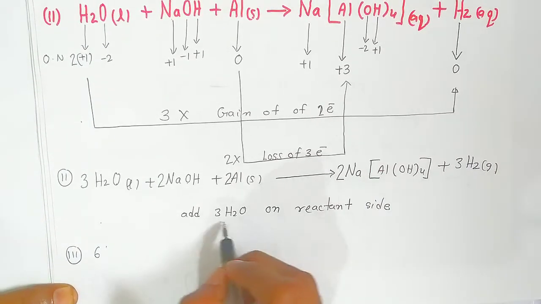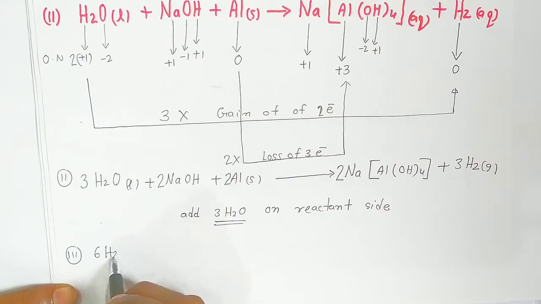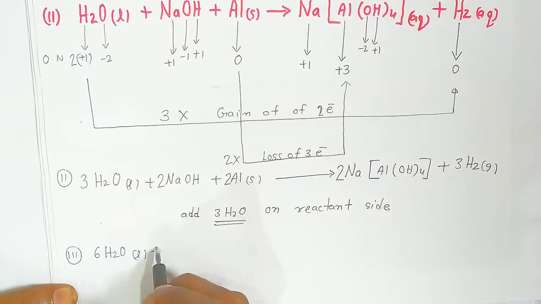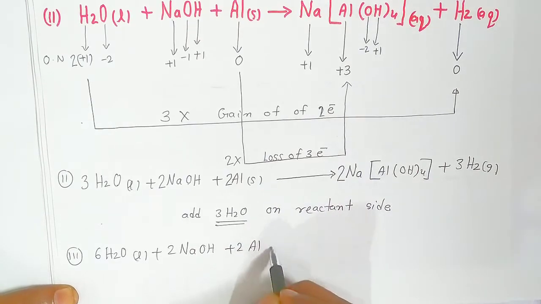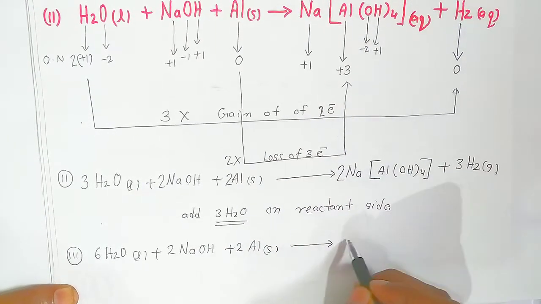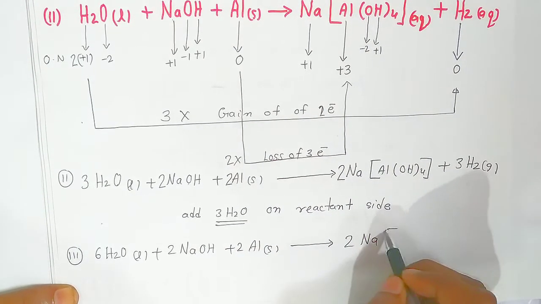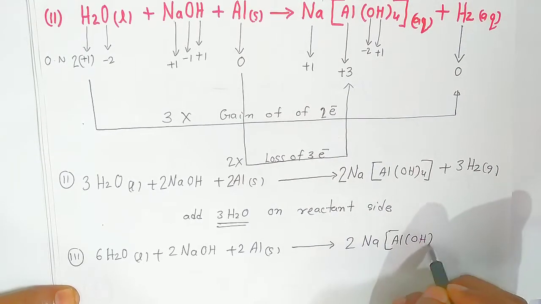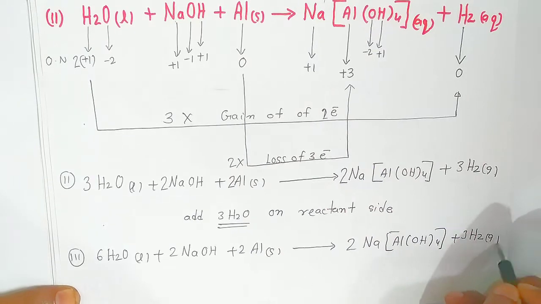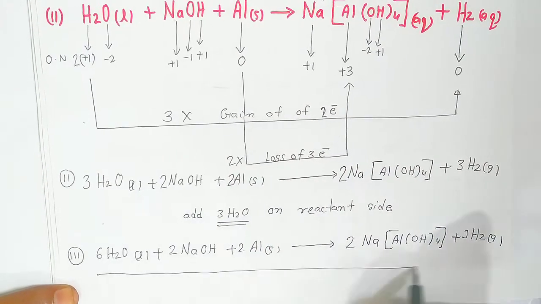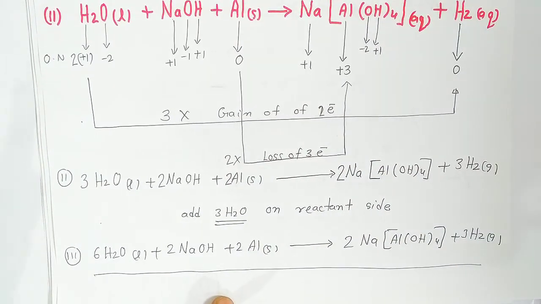When you add 3 water molecules students, it will become 6 H2O plus 2 NaOH plus 2 aluminum solid, it will give you 2 times sodium aluminum hydroxide plus 3 hydrogen gas. So this is the balanced equation students. This way we can balance the redox equation.